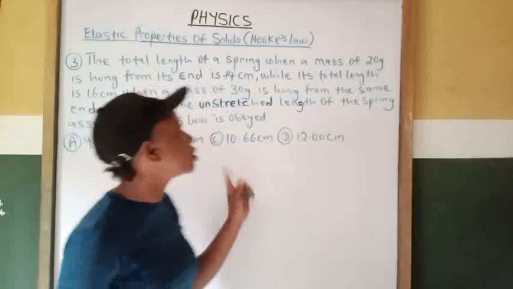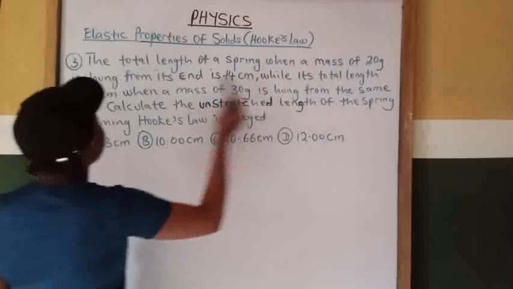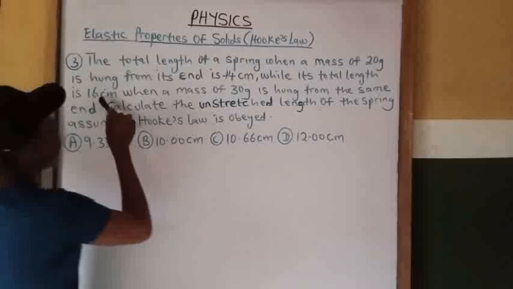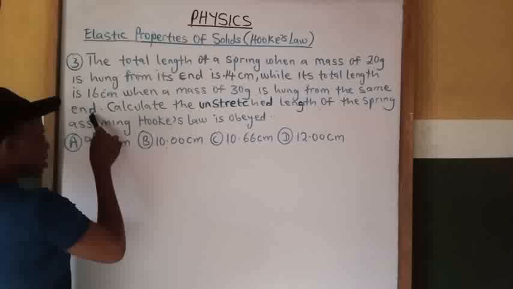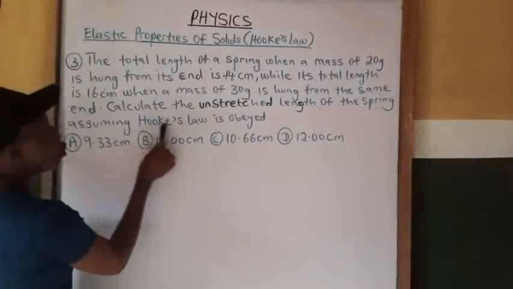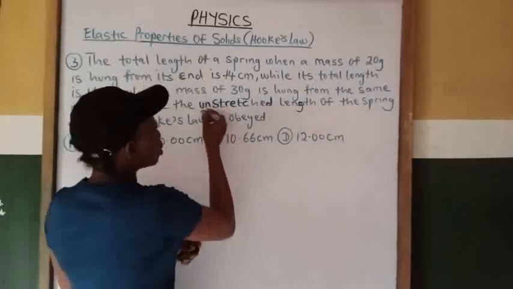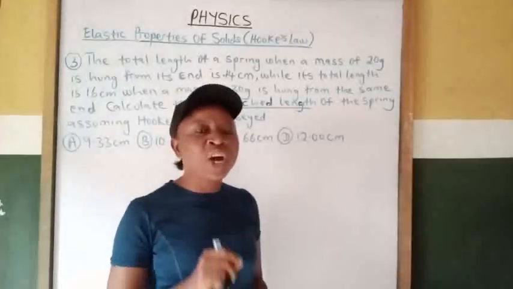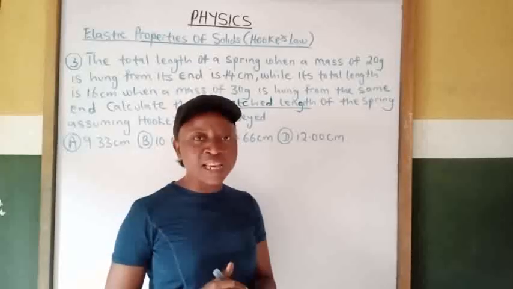The third question. The total length of a spring when a mass of 20 grams is hung from its end is 14 centimeter, while its total length is 16 centimeter when a mass of 30 grams is hung from the same end. Calculate the unstretched length of the spring, assuming Hooke's law is obeyed. We are looking for the unstretched length of the spring, which is the original length of the spring. We should not forget that a spring is an example of an elastic material.